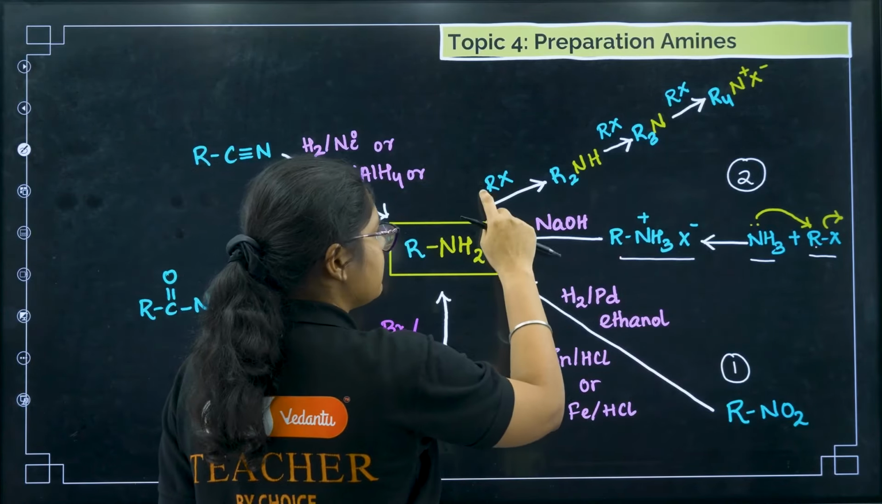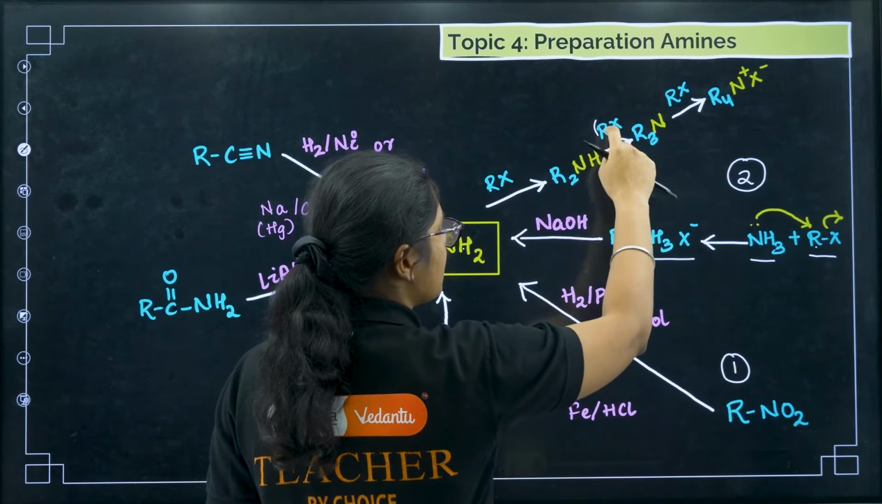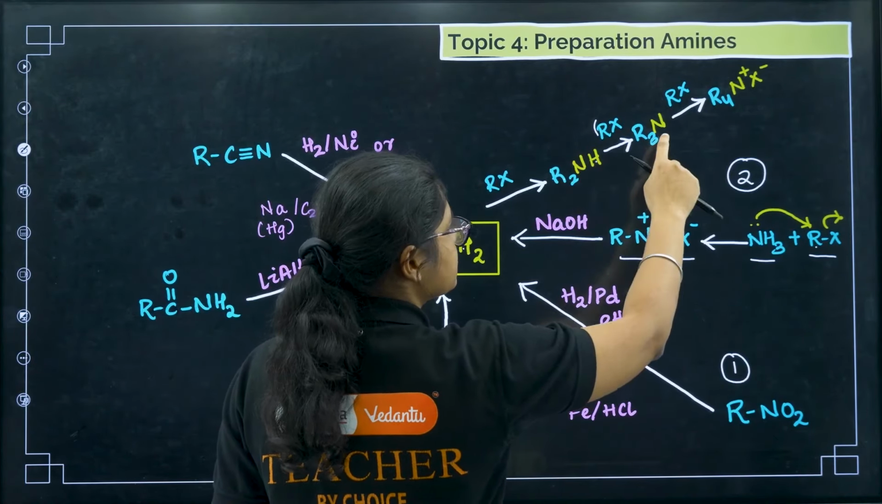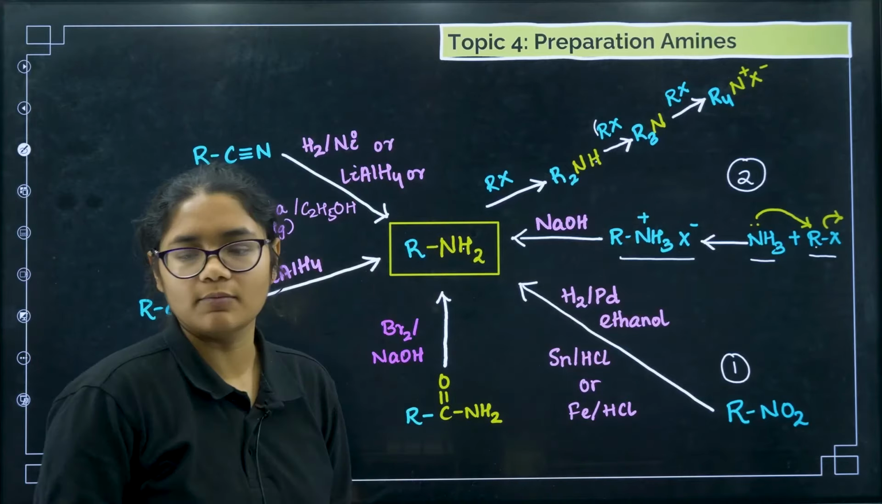Then if you again treat it with RX, what will happen? This H will be replaced with R. Again if you treat it with RX, this H will be replaced with R. Again if you treat it with RX, this H, so you will get a quaternary ammonium salt.